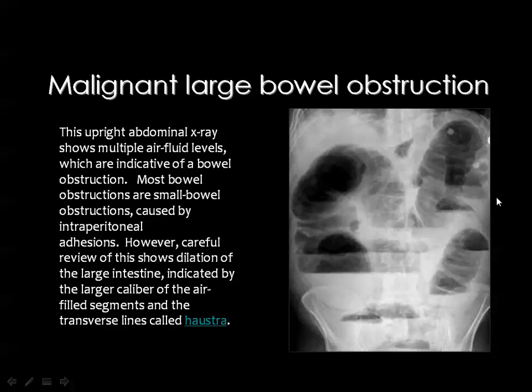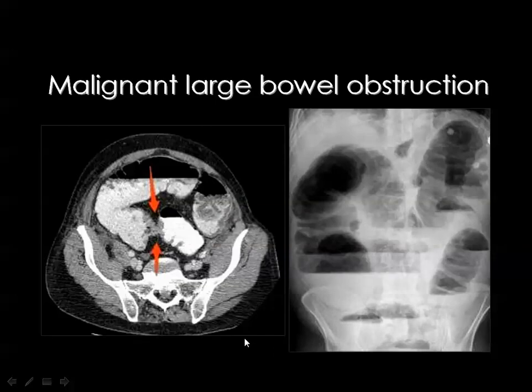Then in this case you can see dilated small and large bowel loops, and the erect film shows multiple air fluid levels, and you can appreciate the large bowel by the peripheral location, the haustral pattern, and the long length of the air fluid levels. Then in this erect film you cannot appreciate the cause of obstruction, but here in the CT scan of the same case, these arrows point to a malignant stricture in the sigmoid colon, which has contributed to the obstruction of the bowel proximal to it.